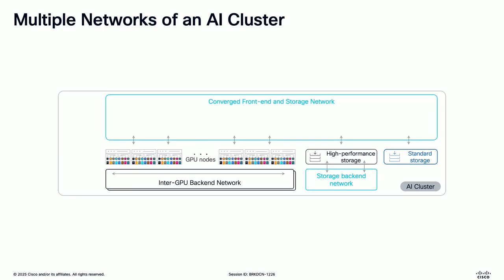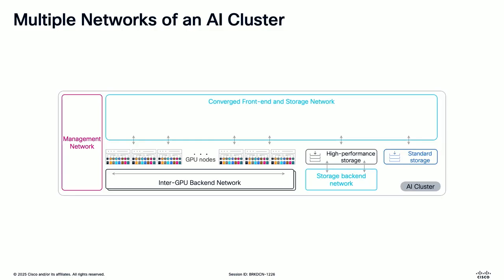And then for these GPUs to talk to each other, there's a dedicated inter-GPU backend network. There may be one or more inter-GPU backend networks. We'll talk about that. And then, because there are so many devices here now, to manage these devices there must be an out-of-band management network that connects to all of them, typically via RJ45 connectors, Ethernet cables.